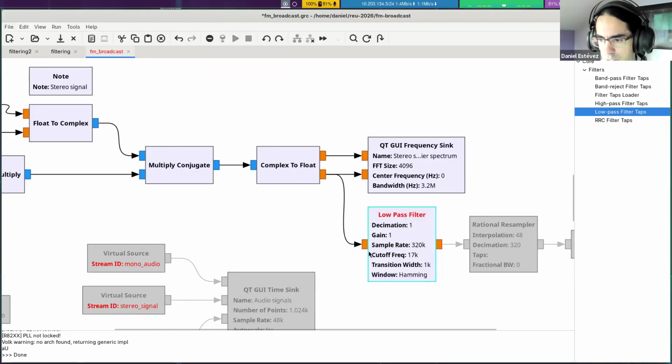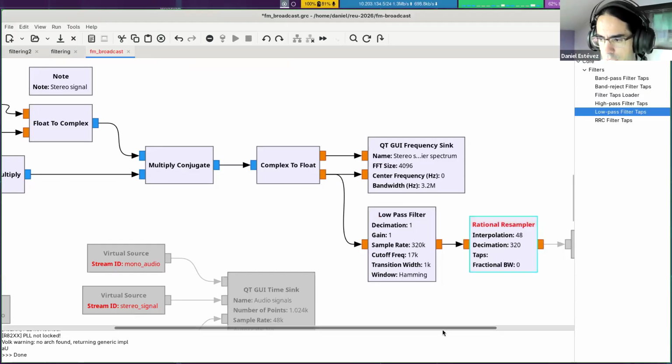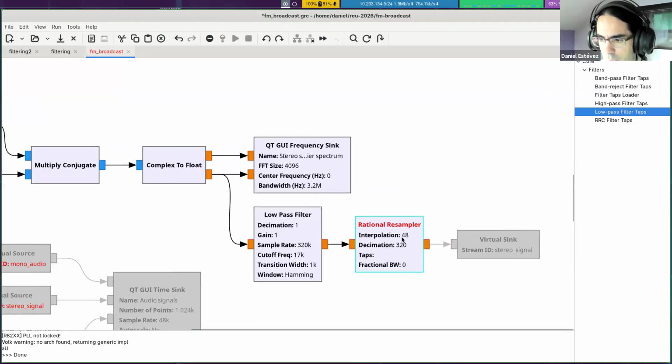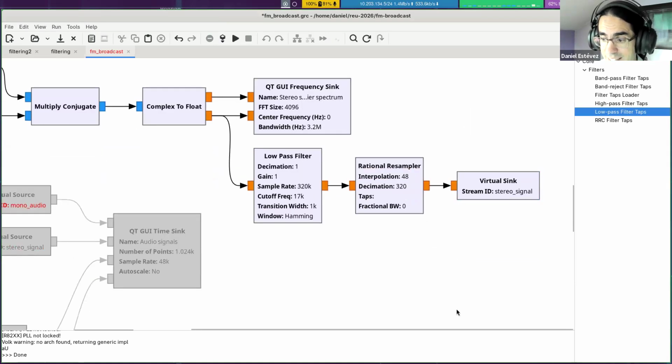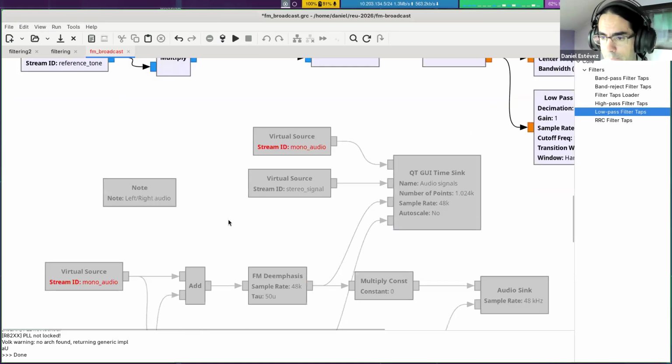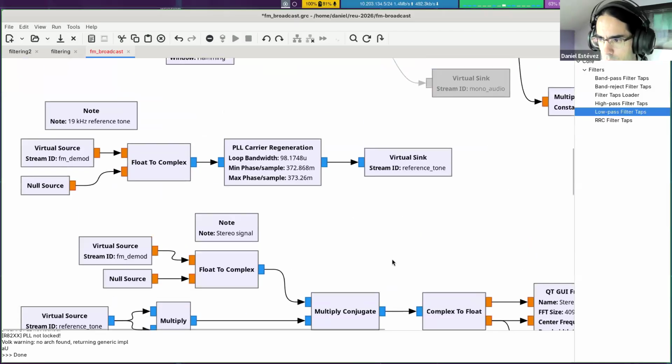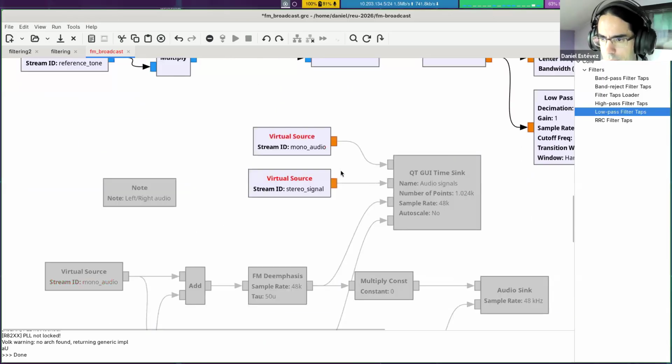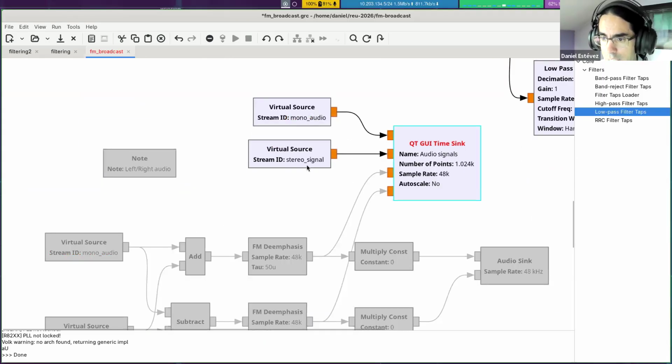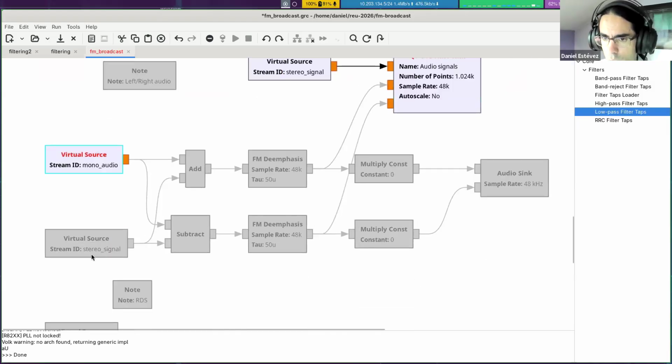So we can do the same. Low pass filter, 78 kilohertz cutoff frequency, rational resampler. Now we have it at 48 kilohertz. And this is the stereo signal, which is the difference between left and right. So let's enable a bunch of things here. Mono audio, where was that? Here. Let's show the mono and stereo signals. Let's also recover the left and right.